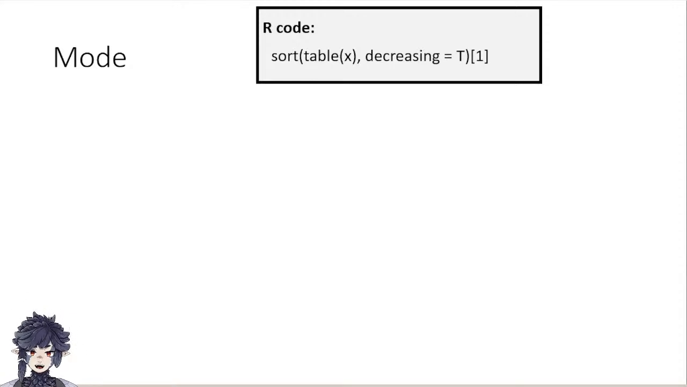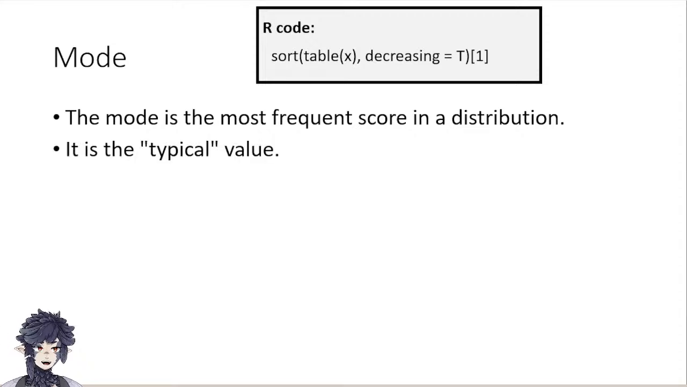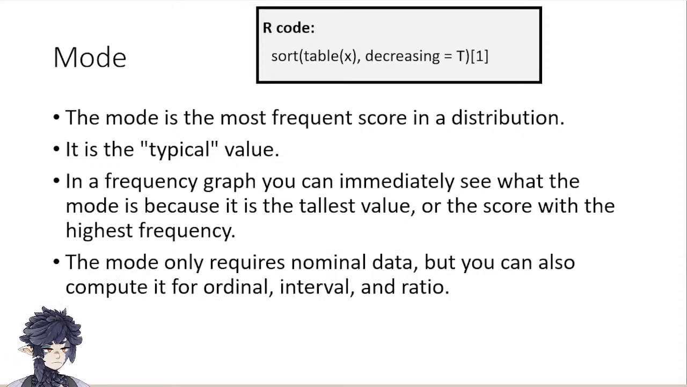Then the final measure of central tendency, we have the mode. The mode is the most common score in a distribution, the one that pops up the most in your data set. It is the so-called typical value. You can immediately identify the mode if you've got a frequency distribution or a histogram, because it's the tallest bar. It's the highest point. It's the most common thing. It's really easy to just eyeball it if you're looking at a graph, or a frequency distribution, I should say.